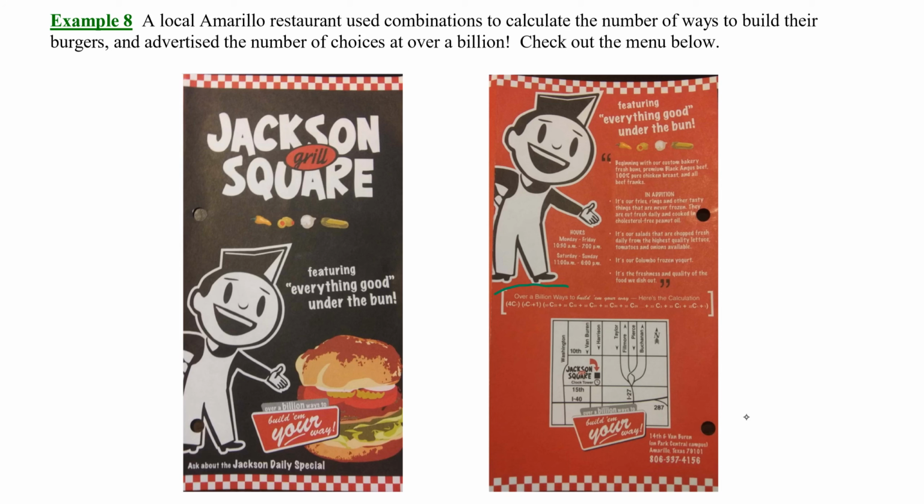So check out this menu. They have the calculation here, and it says over 1 billion ways to build them your way. Now look at those C's. What do you notice there? They are counting combinations. Now, you might get a little picky if they don't stack up your burger right, but if I put pickles, onions, and tomatoes in any order on your burger, then if I rearrange that order, it's still the same burger. So they're using combinations, and their result came up with something over 1 billion different ways to build their burgers.